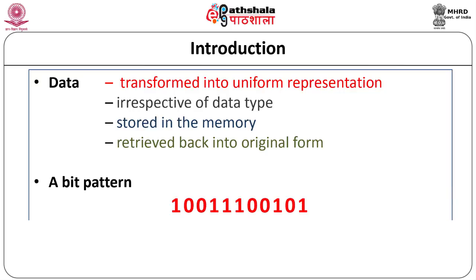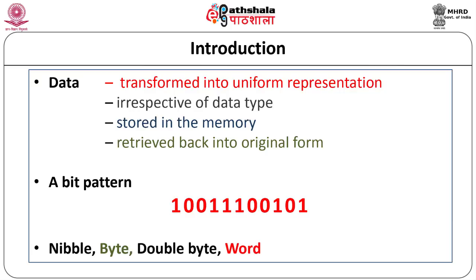A bit is the smallest unit of data that can be stored in a computer. If we need to store a bit pattern made of 16 bits, we need 16 electronic switches. A bit pattern with 8 bits is called a byte. Similarly, we can talk about nibble, byte, double byte, word, etc.